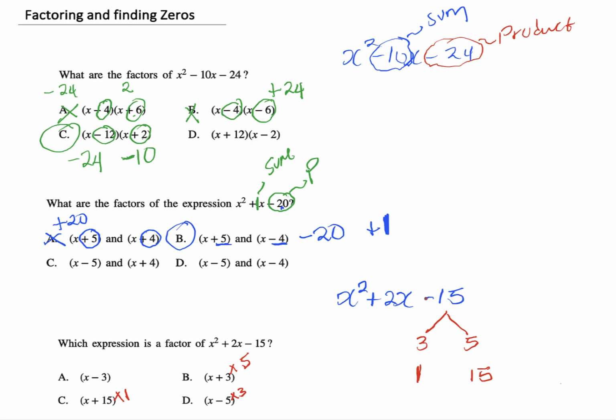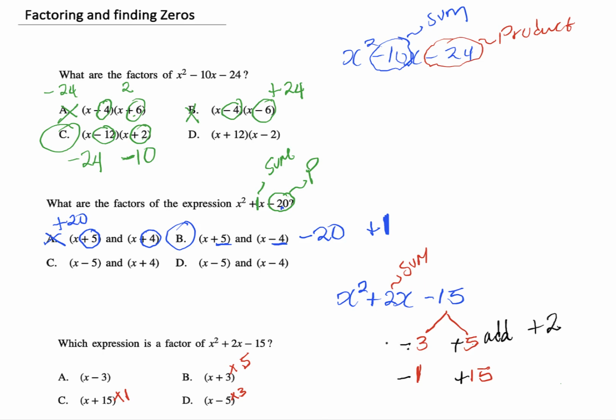But the product is a negative 15, which means one of these has to be negative. When we go to the sum, our sum is a positive 2, and that's going to give us some information. Because our sum is positive, whoever is the bigger number has to be positive. That means 5 is bigger, so it has to be positive, and 15 is bigger, so it has to be positive, which means this and this will be negative. Now when I add negative 3 with positive 5, I get a positive 2. Because I got a positive 2, I know this is my factor.